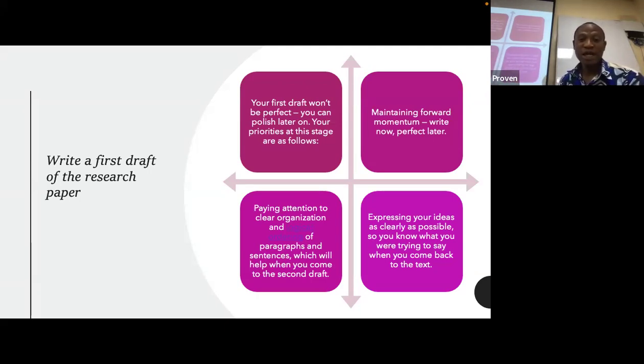So pay attention to clear organization and a logical lineup. As you are writing the first draft, look at the logic. What am I trying to do in this research paper? Is that logic going through, or is it disjointed? If it's disjointed, then you need to try to fix it. So express your ideas as clearly as possible so you know what you are trying to say when you come back to the text. If you don't do it well, you come back maybe after 2 weeks, you'll be confused. You say, what is this? Okay.